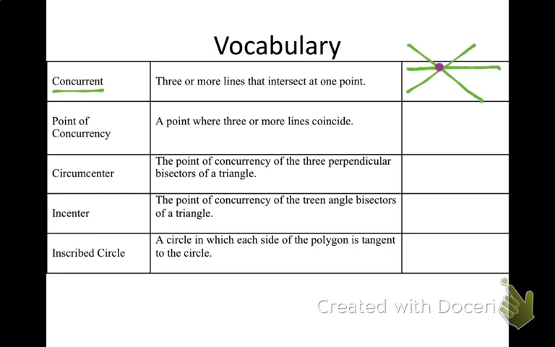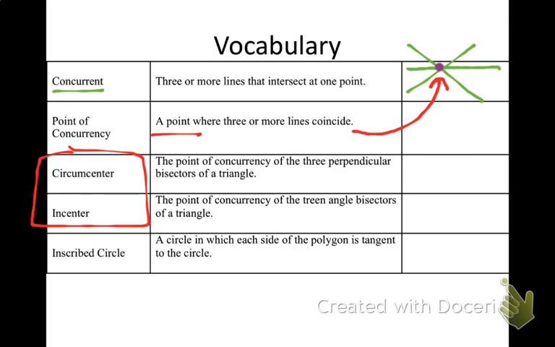The next one, which is a great one, is the point of concurrency. The point of concurrency is a point where three or more lines coincide. That right there is the point of concurrency. So three or more lines can be concurrent, and where they intersect is called the point of concurrency. Now here are the ones we're going to be talking about today. These are the two you need to know.